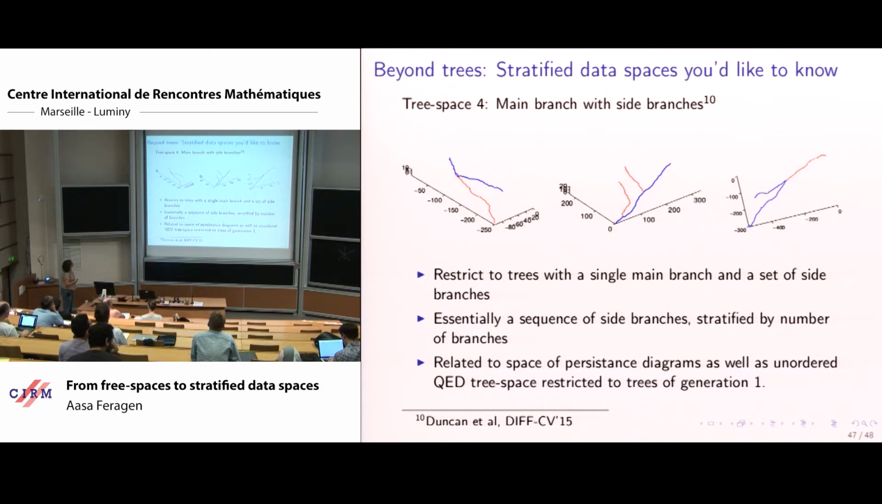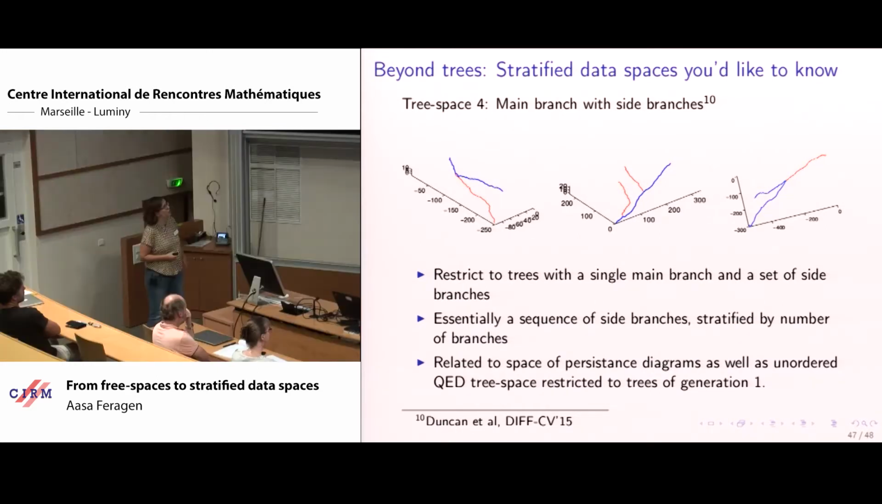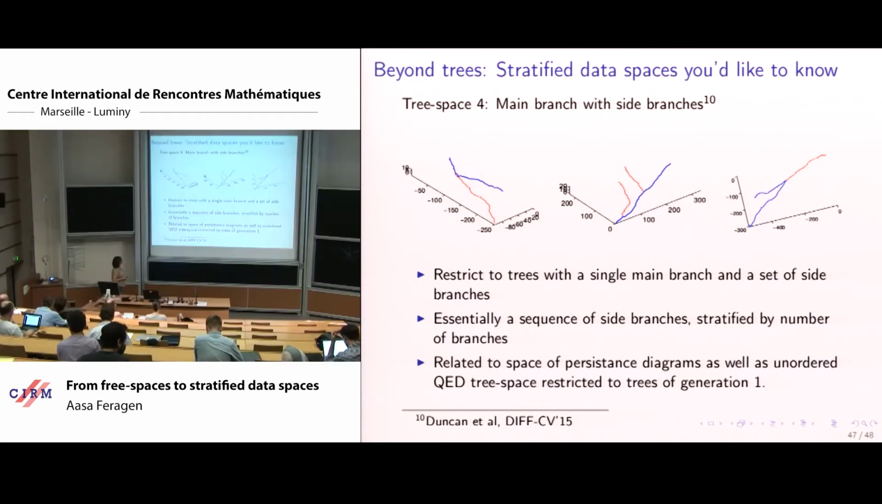And finally, recently a different type of tree space was proposed, which is somewhat similar to what I had, but it's constrained to trees that have a main branch and side branches. I think the blue one is the main branch, actually. Which again means you're essentially looking at a generation 1 type of phenomenon and you're trying to match up the branches. So it's again related to trees of generation 1 or persistence diagrams. And they were using elastic metrics on these, so they get a slightly different type of metric, but it's still a stratified space. And you get a stratification by the number of branches.